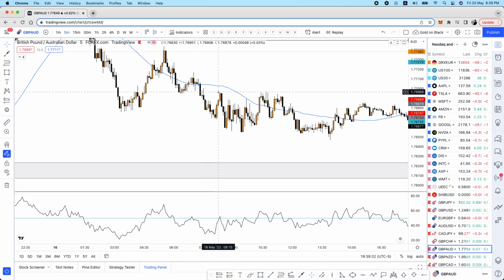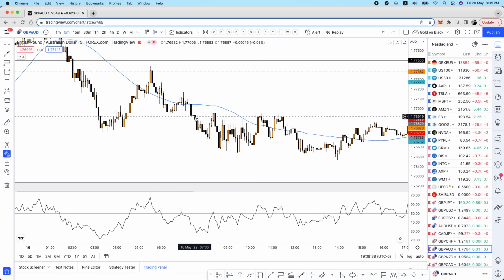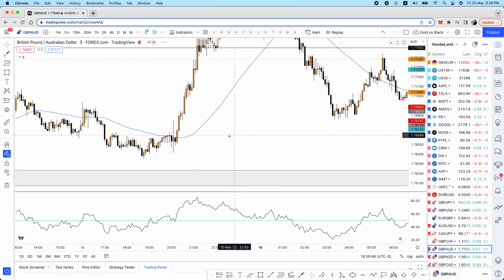Maybe from here to here, maybe this one, but it wasn't that big. That momentum wasn't that big because we have that pin bar right there. So let's say we'll skip that one.